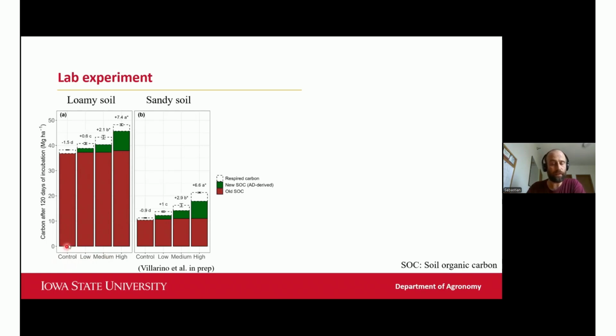In this plot, the red bars are the old soil organic carbon. That is the carbon that was present in the soil before adding the anaerobic digestate. The green bar is the new soil organic carbon that is derived from the digestate. And the white bar is the carbon that was released from respiration.